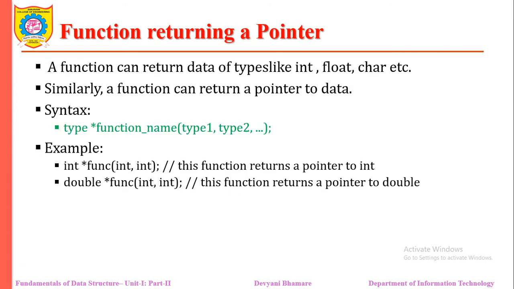We also have another concept, which is a function returning a pointer. Like a variable, a function can return different types of information like integer, float, character. So we can create a function that returns a pointer. The syntax is: type, star, function name, type1 and type2. Here type1 and type2 are the arguments, and the first type indicates the return type of the pointer. In this example, function c returns a pointer to an integer, and this function c returns a pointer to a double.